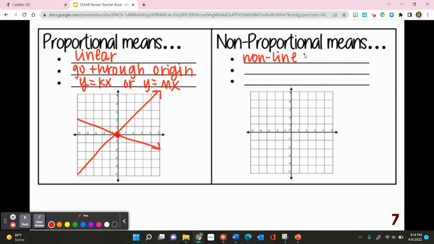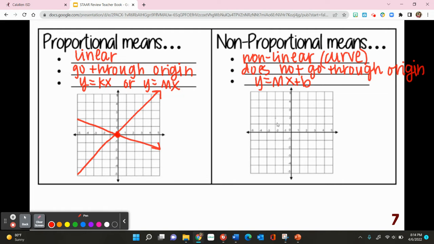So this means that your graph might curve. Now, if it is linear, but it does not go through the origin, that makes it non-proportional. So for instance, if its y-intercept was (0, -3), automatically, since it does not go through the origin, that makes it non-proportional. And non-proportional equations are written in the form y = mx + b, where here you do have adding and subtracting.